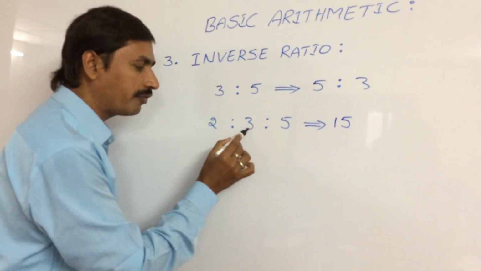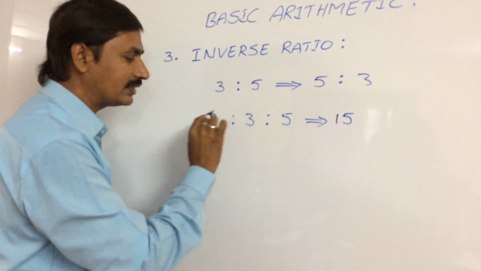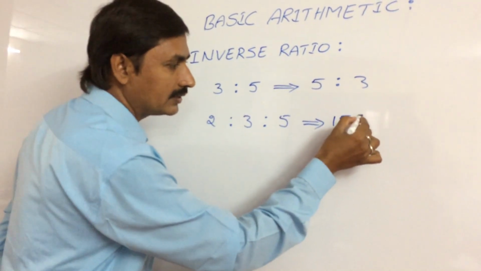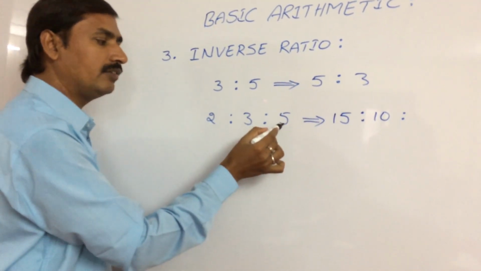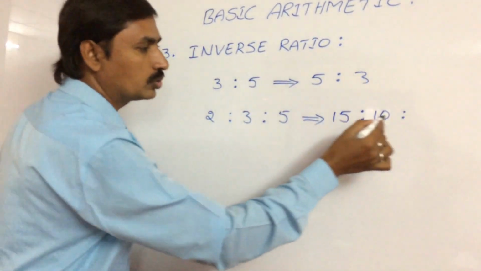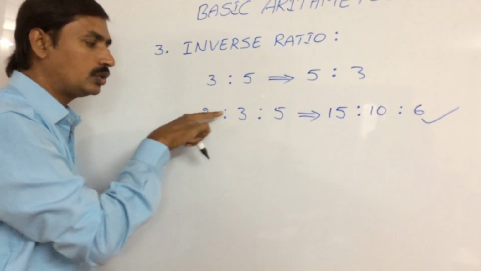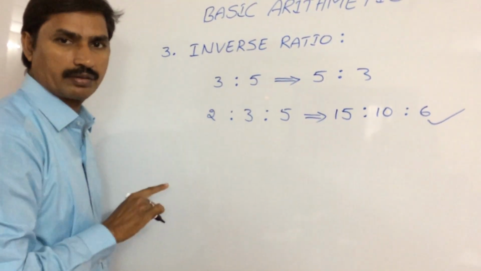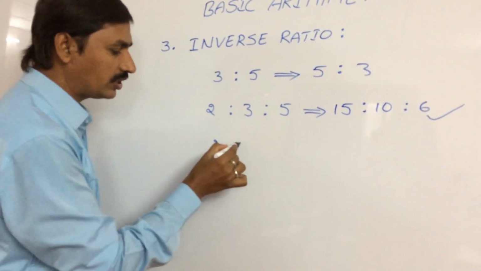And the inverse of 3 is calculated as the product of the other terms, like 2 into 5 is 10. And in the same way, the inverse of 5 is calculated as the product of the first two terms, 2 into 3 is 6. So the inverse ratio of the given 2:3:5 is 15:10:6.